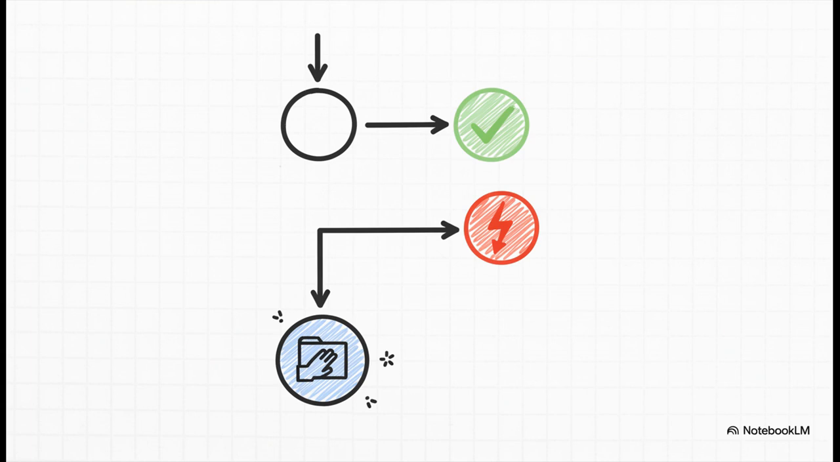Now, this try-except structure has one more trick up its sleeve, the finally block. Think of finally as a promise. No matter what happens, whether the try block succeeds or an except block runs, the code inside finally is guaranteed to execute. This is an absolute lifesaver for cleanup tasks, like making sure you always close a file you've opened.